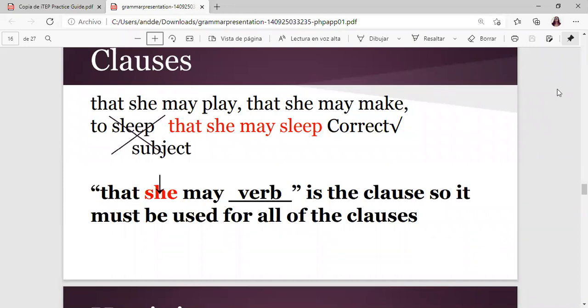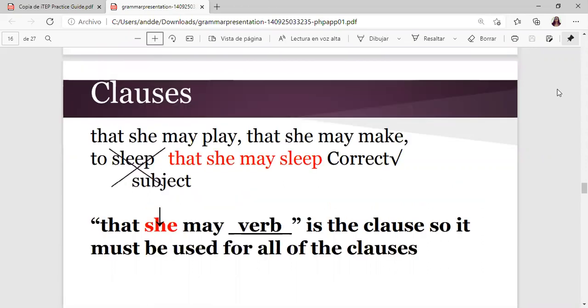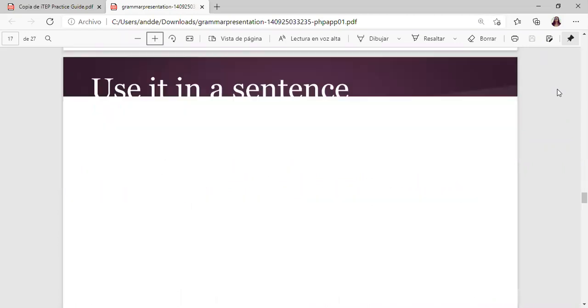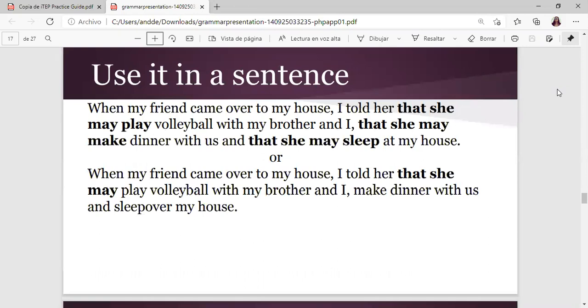Thank you. Then we're going to see how to correct these structures. That she may, we have a verb. We need a verb. It is a clause, so it must be used for all the clauses. We need subject, verb, complement. And here it is. Use it in a sentence.